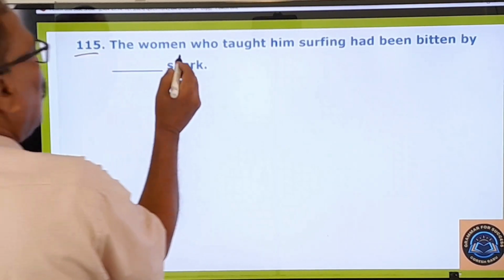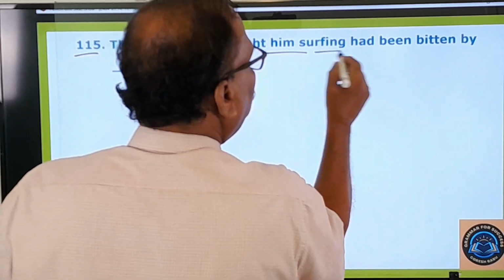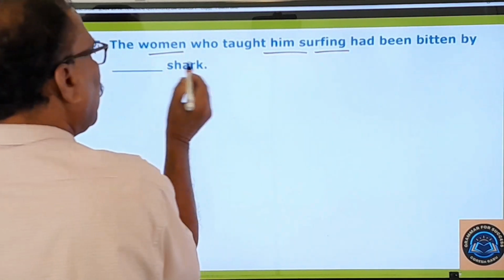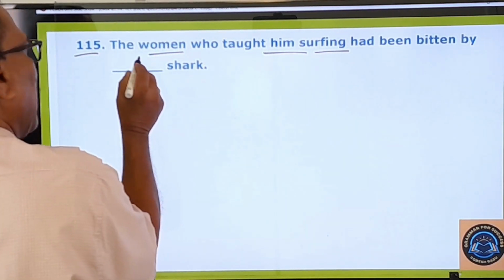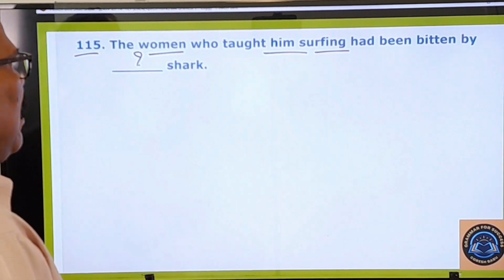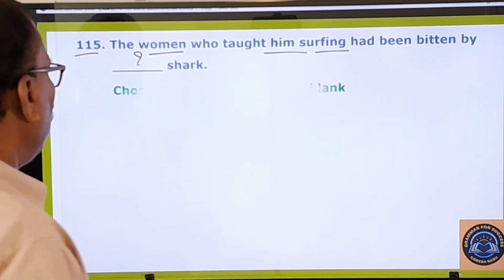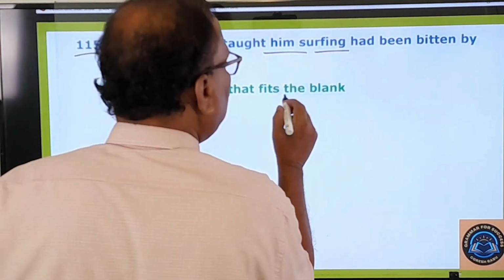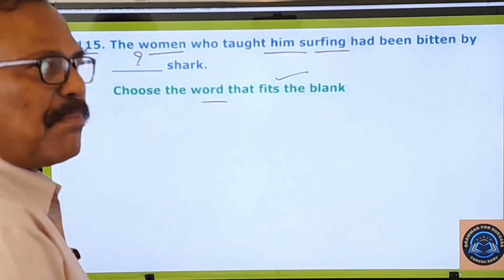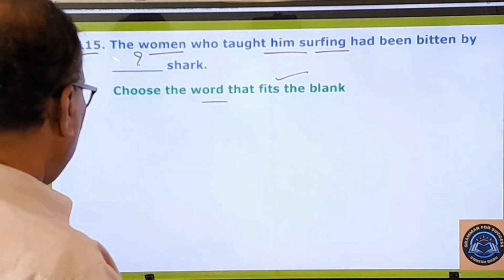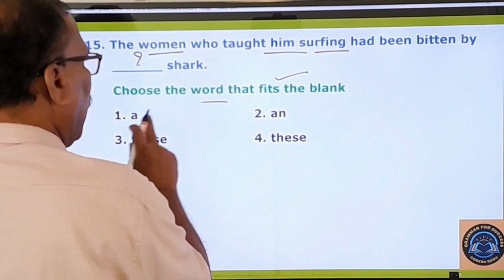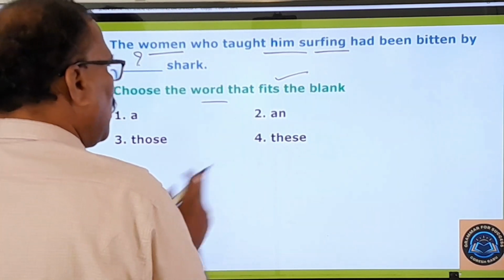115th question. The women who taught him surfing had been bitten by dash shark. Okay, a blank is given here, and what is the examiner asking you to do? Choose the word that fits the blank. So what is the word that fits the blank? Now you look at the options. What are the options given here? A, an, those, these.